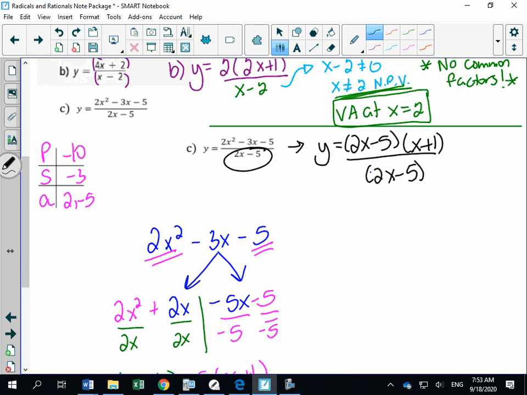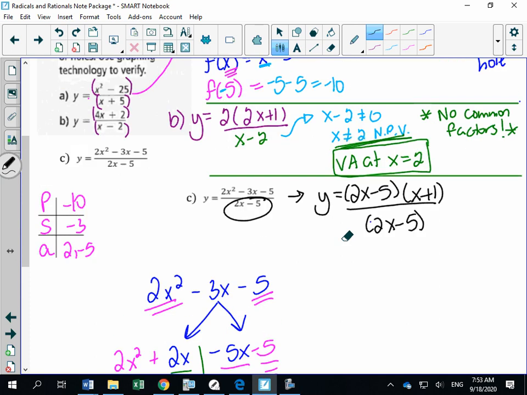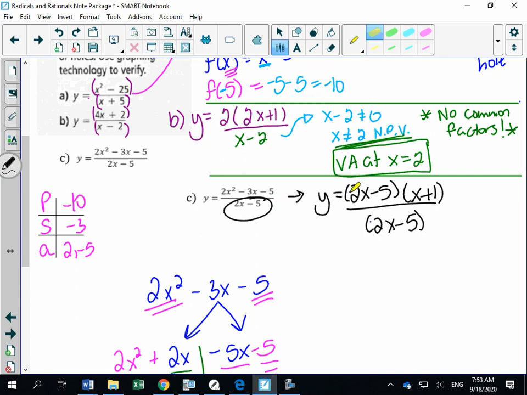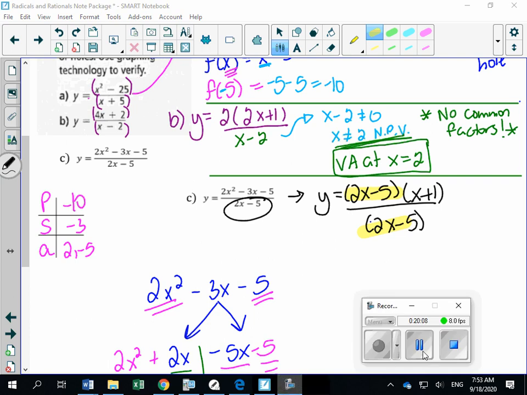Okay, so again, to review, if there was no common factors, we would have a vertical asymptote down here. But take out your highlighter and highlight that there's a common factor. So this guy and this guy are common factors. What that means is there's going to be a hole. So this example, there's going to be a hole in our graph. So we'll practice that.